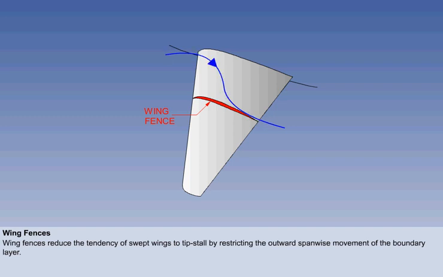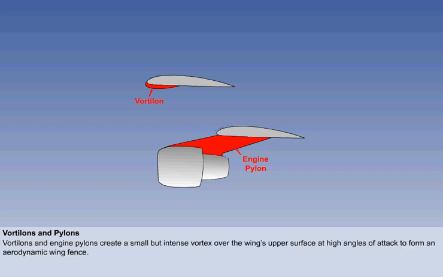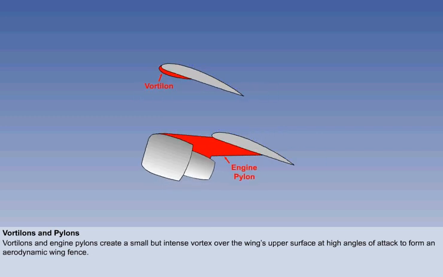Wing fences are thin upright metal strips, which generally extend from leading to trailing edge, and restrict the outward drift of the boundary layer. Vortilons are similar to wing fences, but are shorter and mounted under the wing leading edge. The support pylons of pod-mounted engines act in the same way, which is to create a small but intense vortex over the wing's upper surface at high angles of attack to form an aerodynamic wing fence.